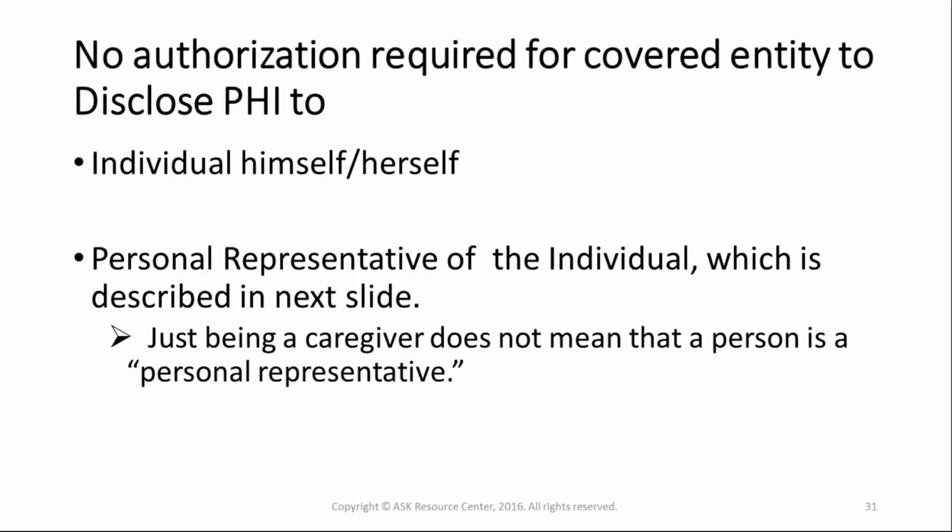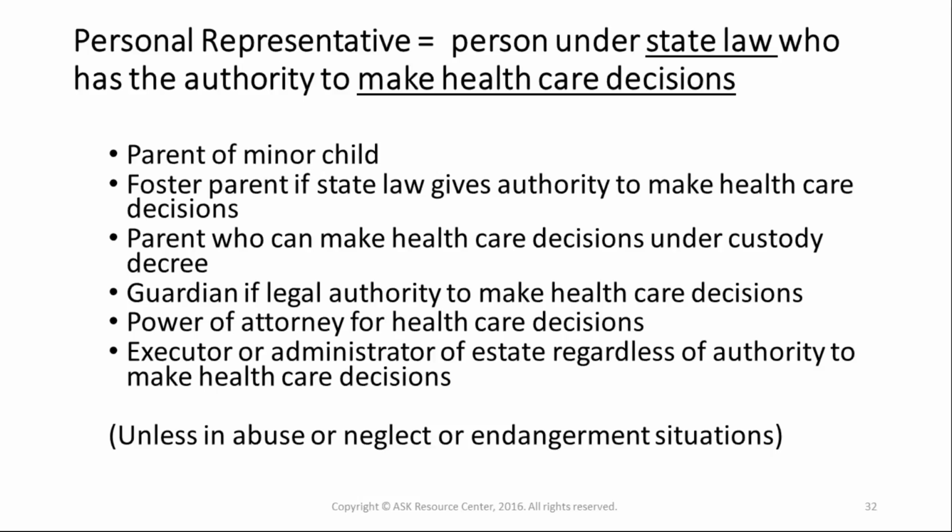A personal representative is basically someone under state law who has the authority to make healthcare decisions. Some examples: it could be the parent of a minor child. Now, foster parents, only if state law gives authority to make healthcare decisions. And I checked in Iowa, state law does not give foster parents the authority to make healthcare decisions unless there's a court order allowing them to do it. A parent who can make healthcare decisions under a custody decree. So if there's a custody decree and the father is allowed to make healthcare decisions and the mother not, the father is the personal representative.